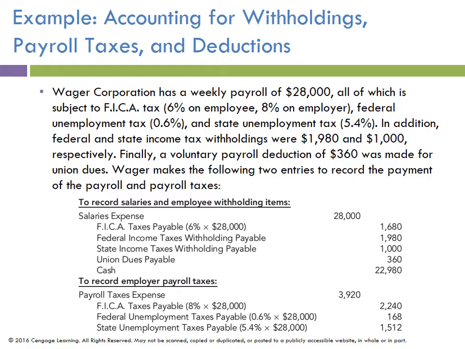When you add those up, the employer will debit payroll tax expense, which is separate from salary expense, $3,920. That's extra they have to pay because they have employees. That's a great review of payroll. Really look at that.